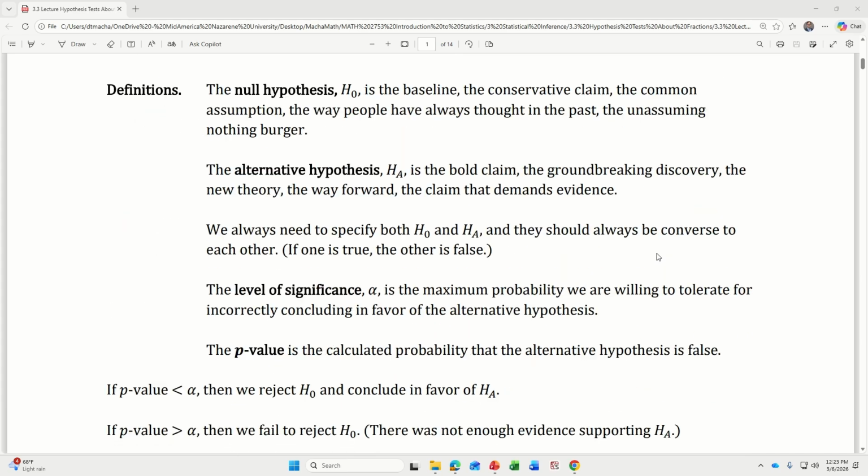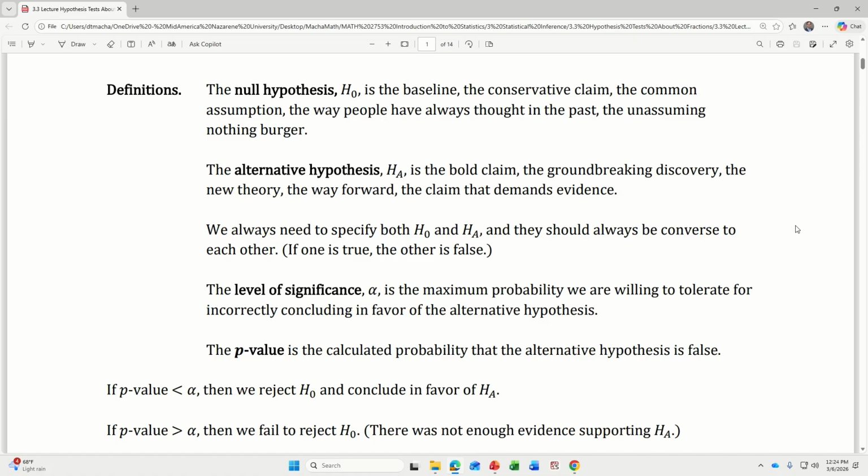The null hypothesis is, like I said, the baseline. It's the unassuming thing, right? Like most chemicals don't reduce people's cholesterol. So we begin by assuming that this is not going to reduce cholesterol. The alternative hypothesis is the thing that you're trying to provide evidence for, right? It's the discovery that you want to find. So these are converse to each other.